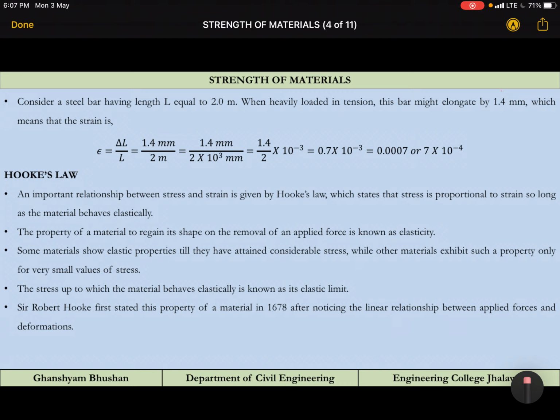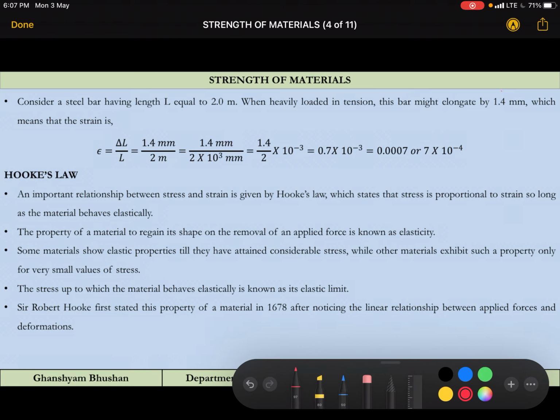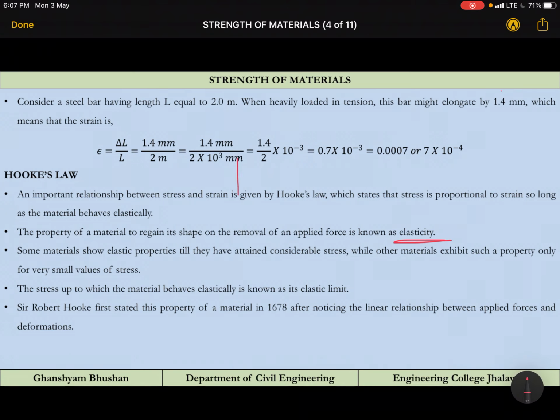The property of the material to regain its shape on removal of an applied force is known as elasticity. So this you already know. What is elasticity? If this body is elastic and I have pulled it, what is going to happen? It will expand, and if I remove this load, it will come back to the original shape. Okay. So this phenomenon was observed by Sir Robert Hooke.